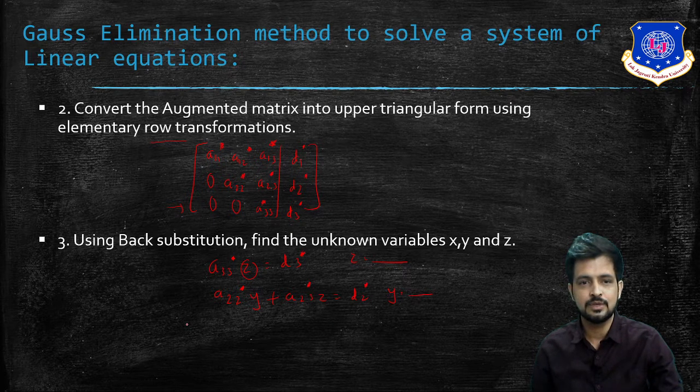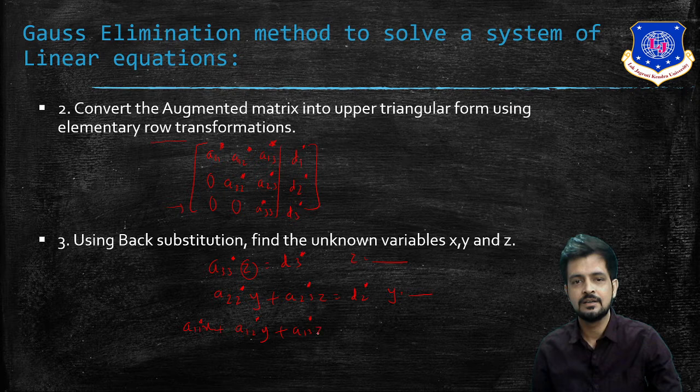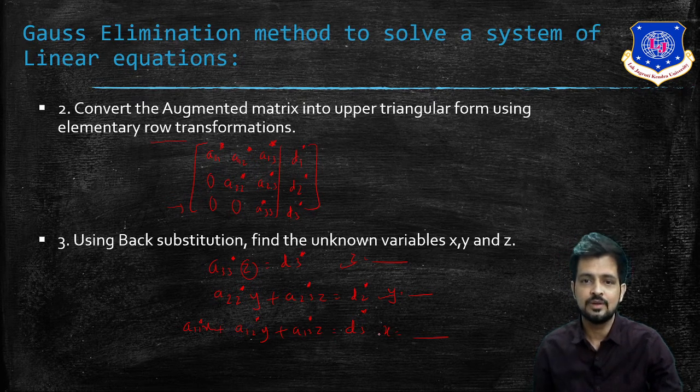And the last but not the least, A11 star into X plus A12 star into Y plus A13 star into Z is equal to D3 star. And by solving this and placing the values of Z and Y, you will get the value of X. Okay, so in this way we can find the solution with the help of Gauss elimination method. I think you have already studied this.